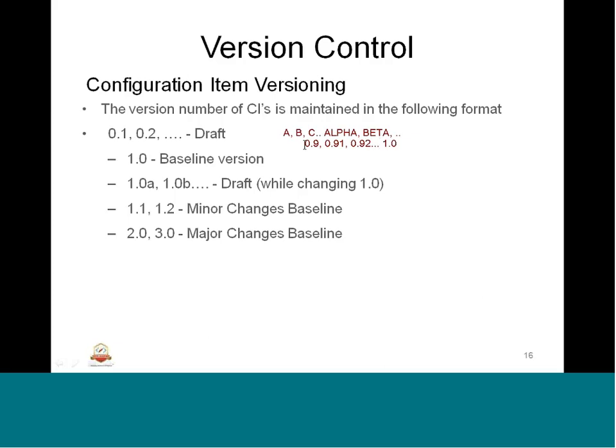Basically we call 1.0 a baseline version, and that 1.0 version could have multiple baselines in next versions like 2.0, 3.0. Basically this is major versioning. This will be taken care of with the higher number in the integer. So what will happen with 1.0 if changes are going to happen?